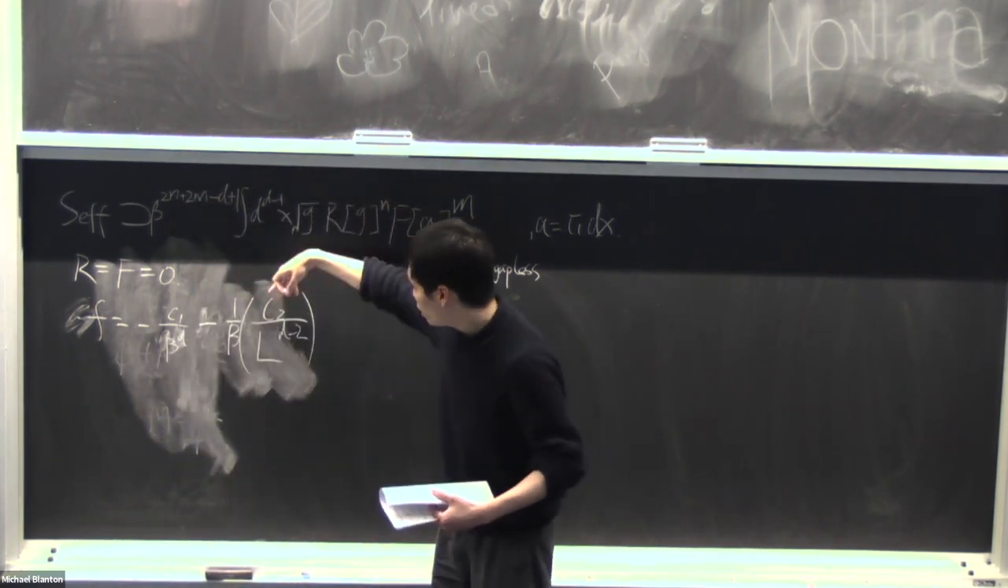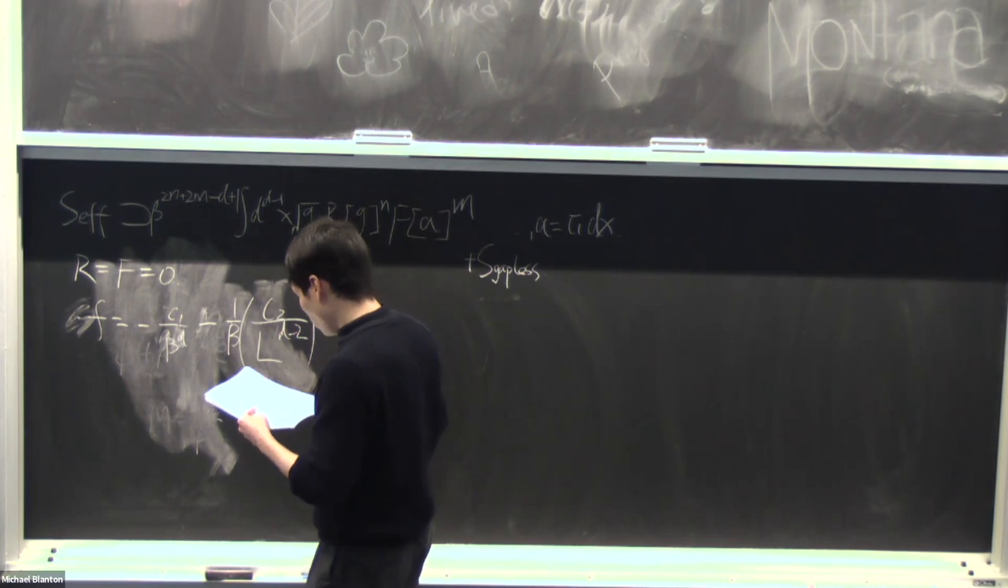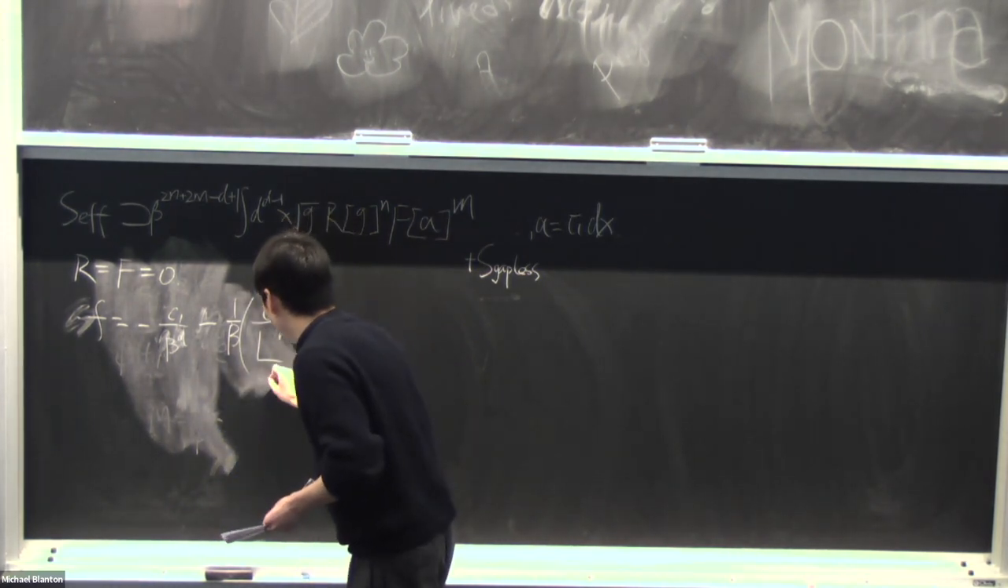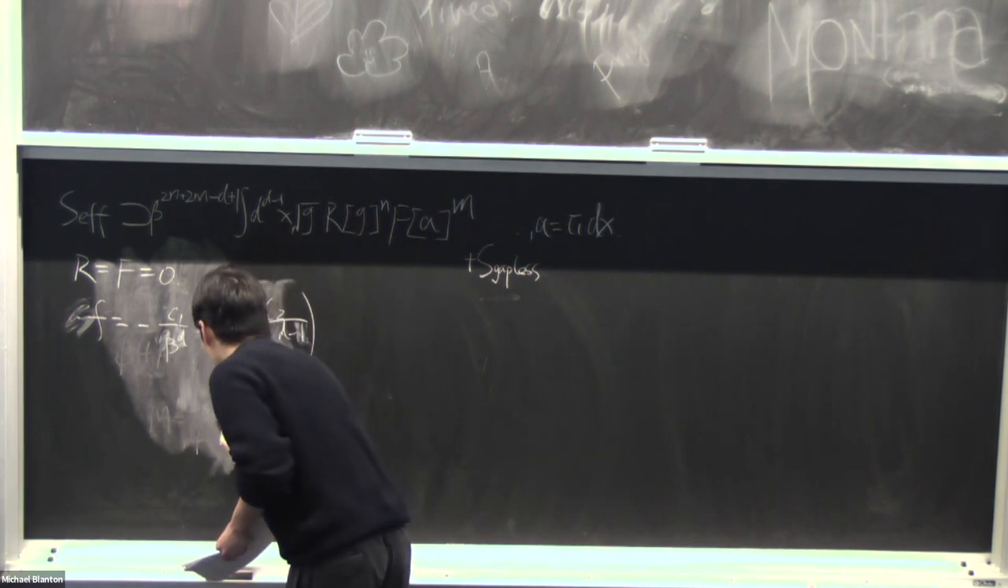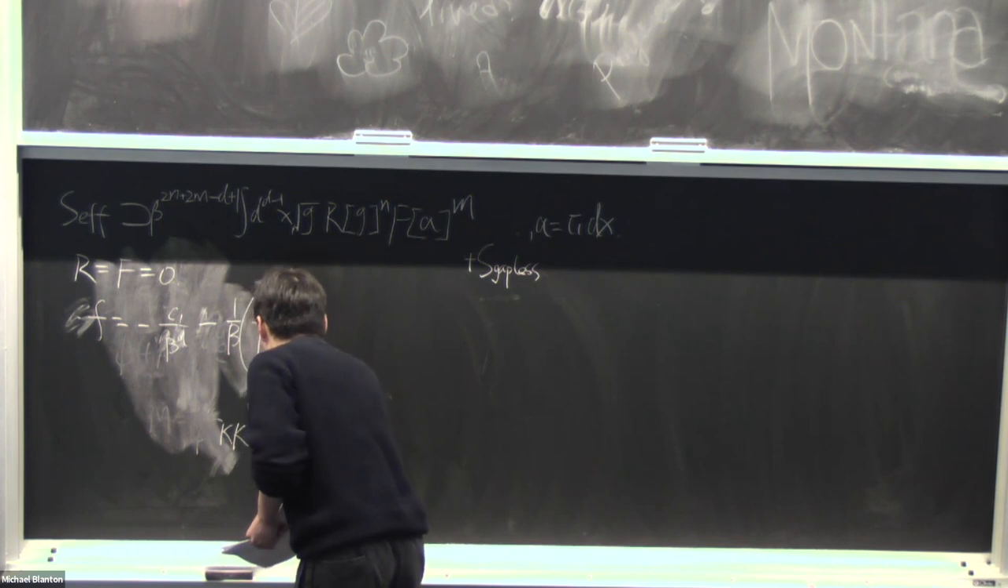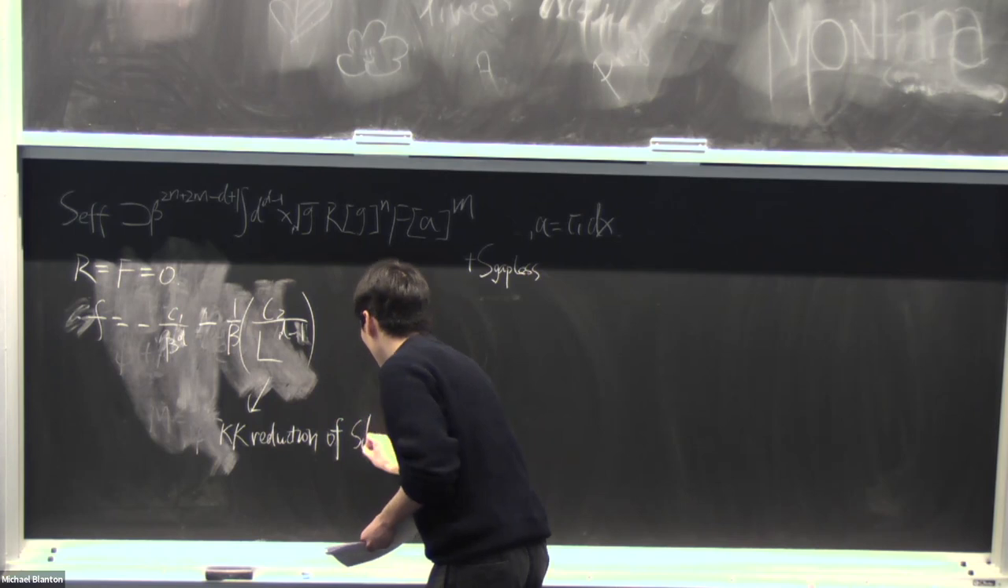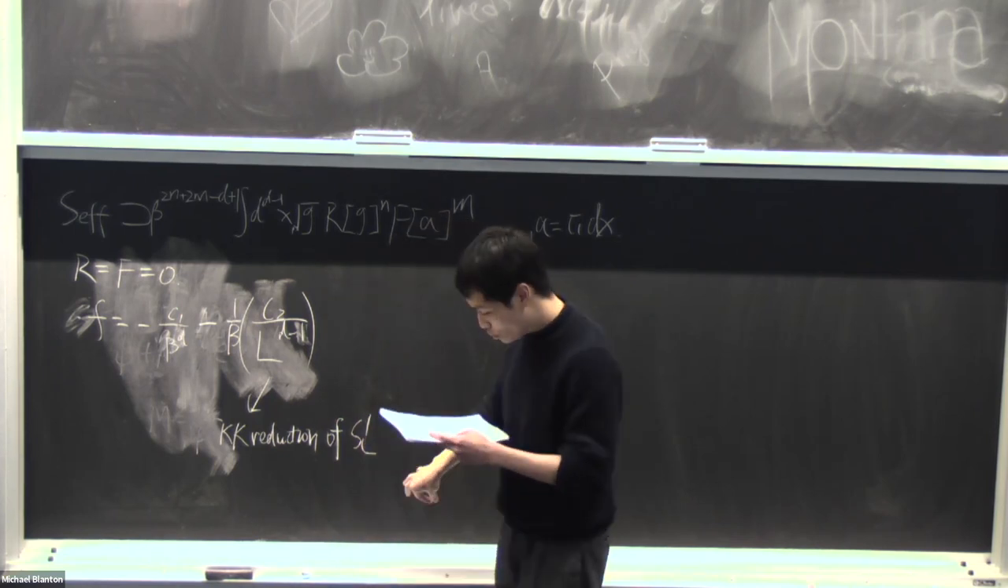Its form, where minus is what? Oh, sorry. Well, this just comes from the KK reduction of another circle, which is larger.